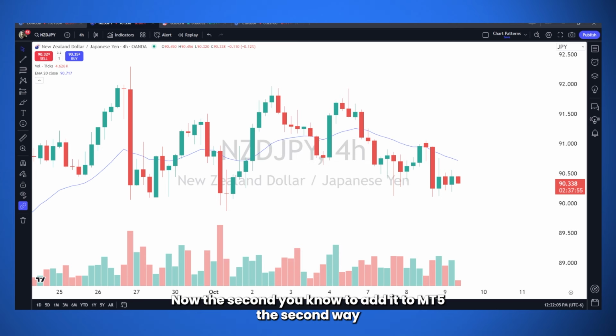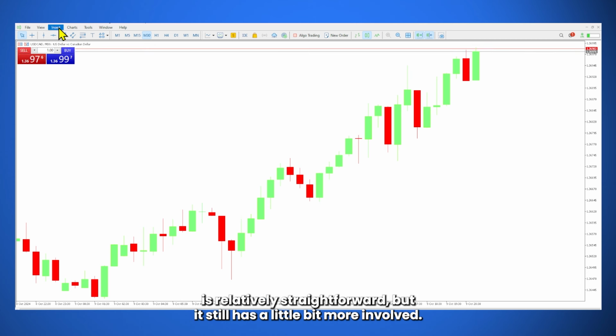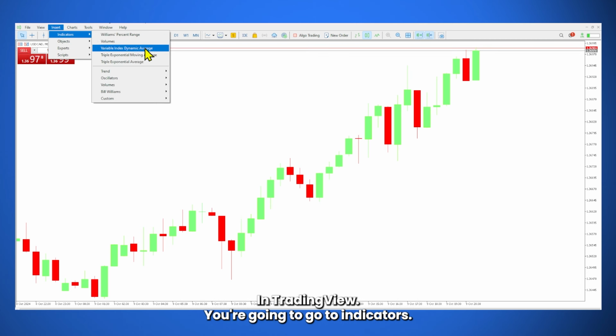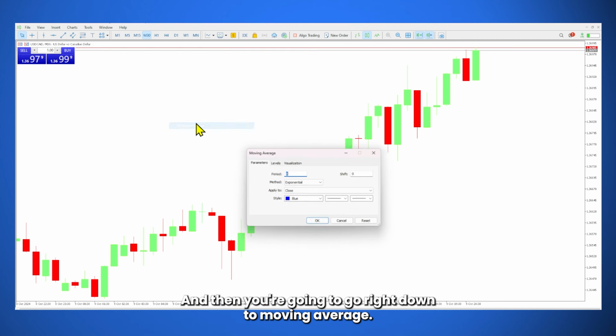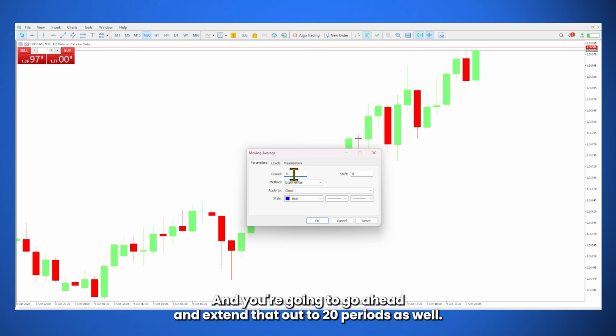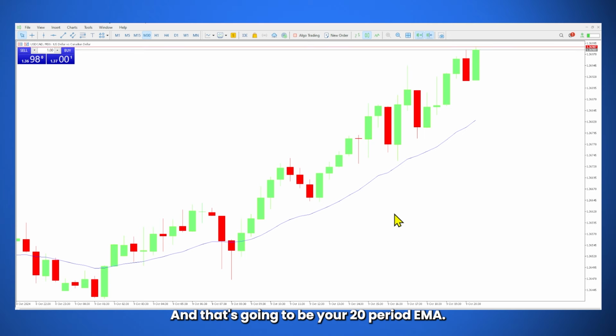All right, now the second, to add it to MT5. The second way is relatively straightforward, but it is a little bit more involved than TradingView. You're going to go to indicators, then trend, and then right down to moving average. Give that a click. Make sure that your method is on exponential, and extend that out to 20 periods as well, and hit OK, and that's going to be your 20 period EMA. Okay, now we're ready to trade.